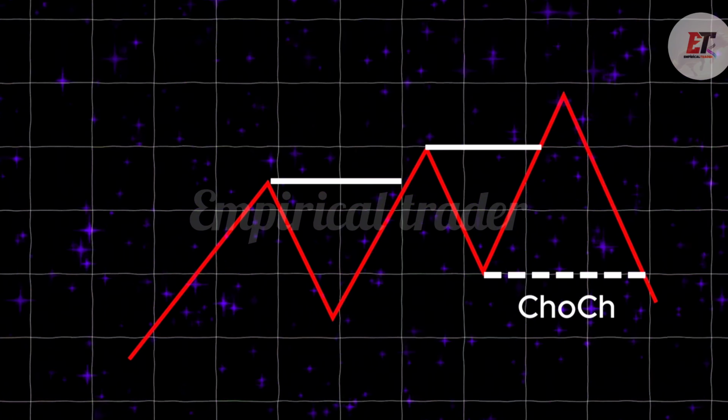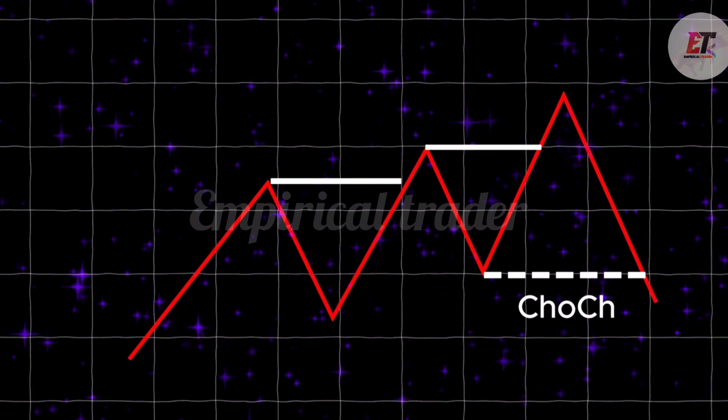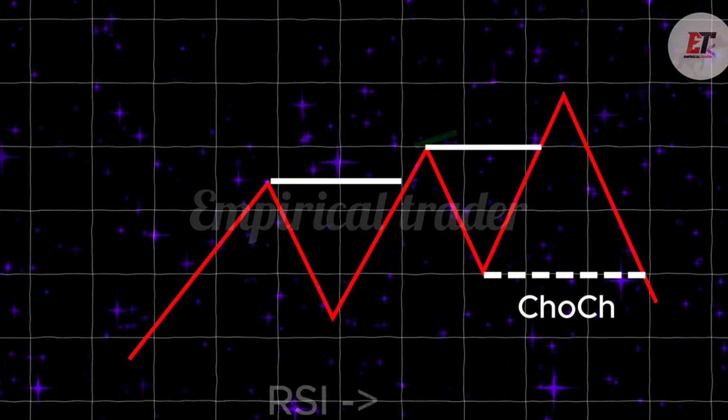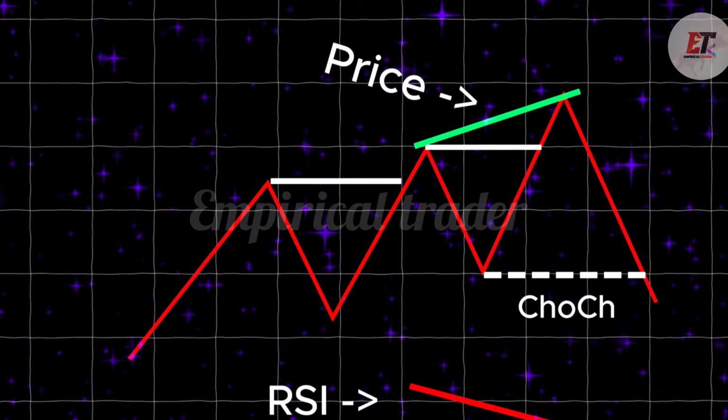Here we use the RSI divergence that we learned in the first part of the video as confirmation of a reversal. In this specific illustration, a seller's market is characterized by a bearish divergence.